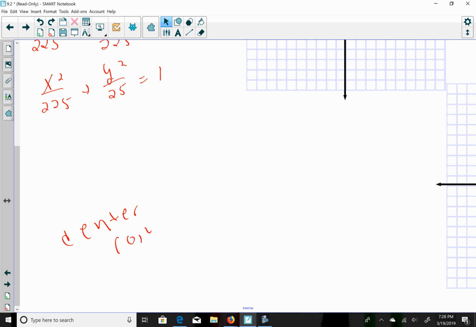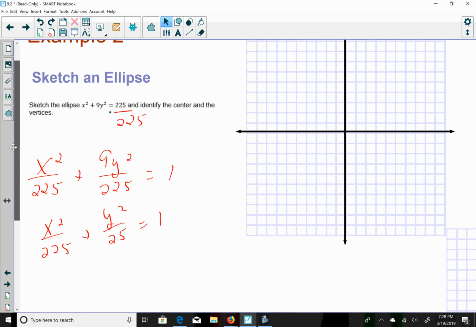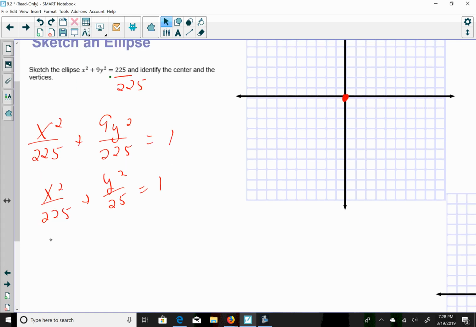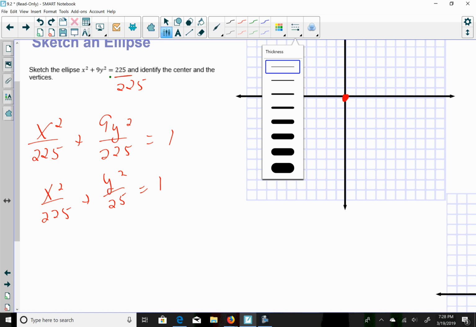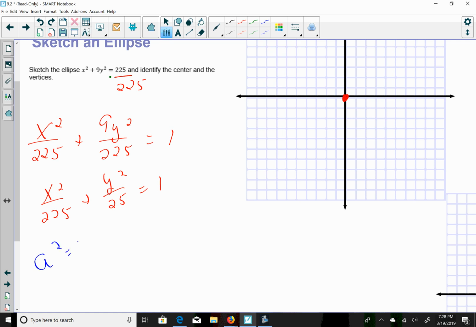So I'm going to plot that. 0, 0. Then I'm going to take the larger of the 225 and the 25. The larger of those two numbers is the 225, so I'm going to take the square root. That means a squared is equal to 225, taking the square root, a is going to equal 15, and then b squared will equal 25. So take the square root, so b is equal to 5.